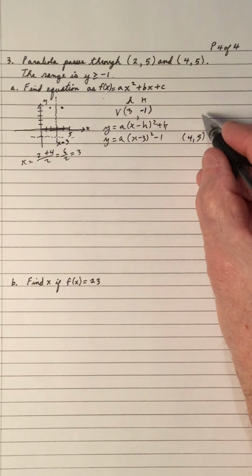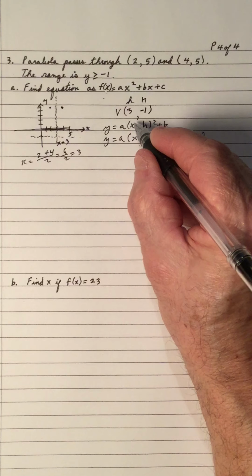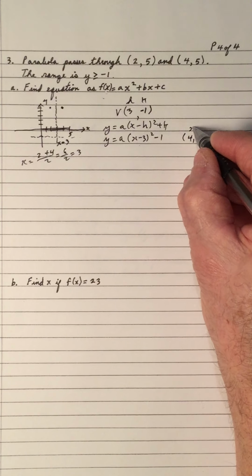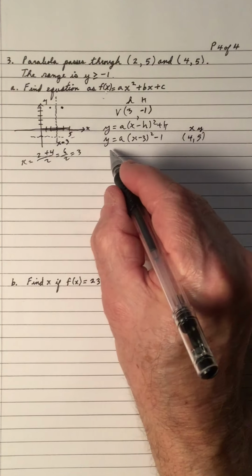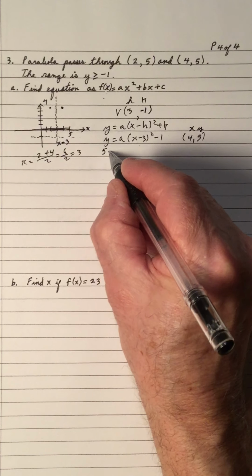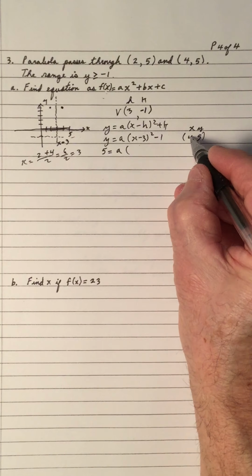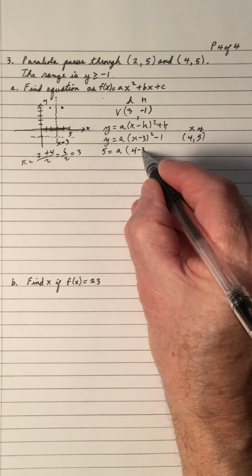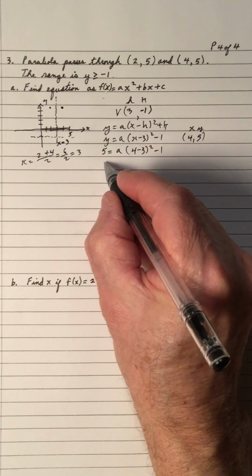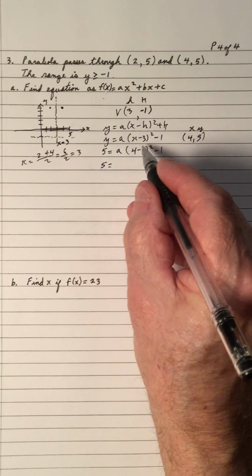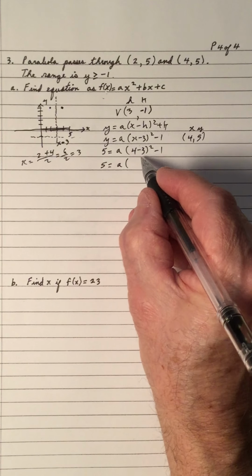We could take the point (2, 5) if you want. So if this is h comma k, we'll take this other point to be x and y. So y is 5, x is 4, and the only unknown now is a, so we'll solve this equation for a.